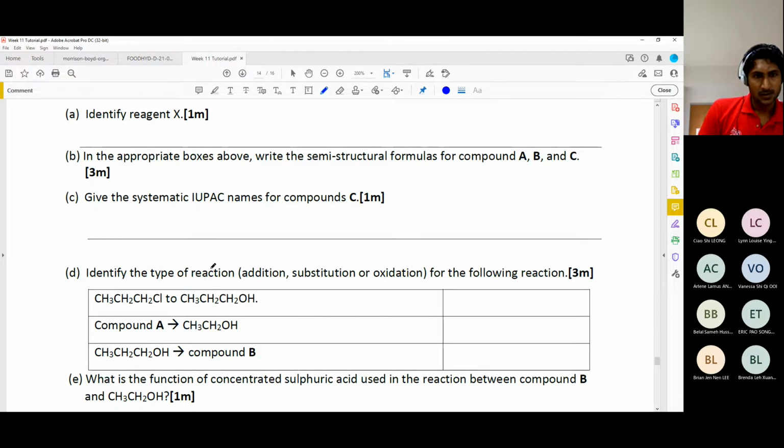Identify the type of reaction. From compound A, when it produces ethanol, it is an addition reaction. When it produces the carboxylic acid, compound B, from the alcohol, it is an oxidation reaction, right? Okay.